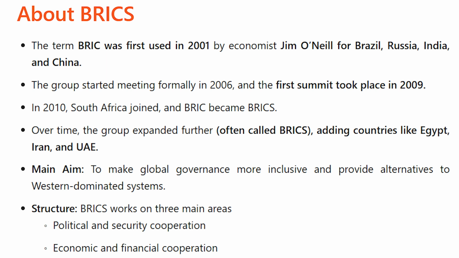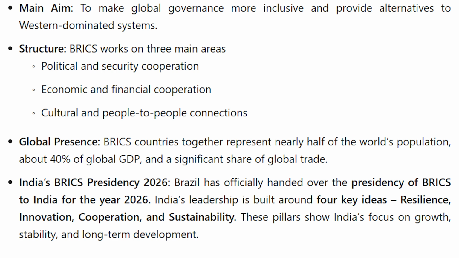Structure: BRICS works on 3 main areas: political and security cooperation, economic and financial cooperation, and cultural and people-to-people connections. Global presence: BRICS countries together represent nearly half of the world's population, about 40% of global GDP, and a significant share of global trade.